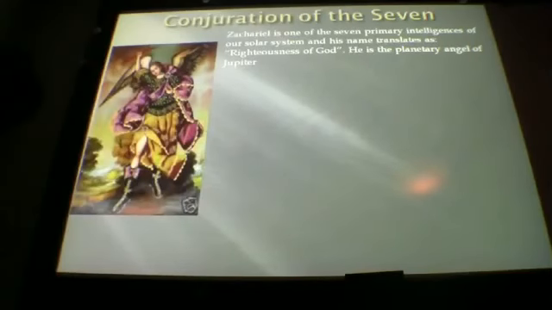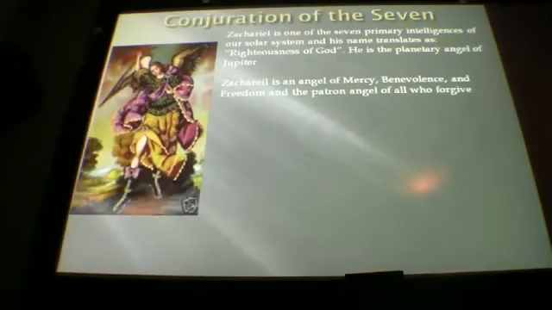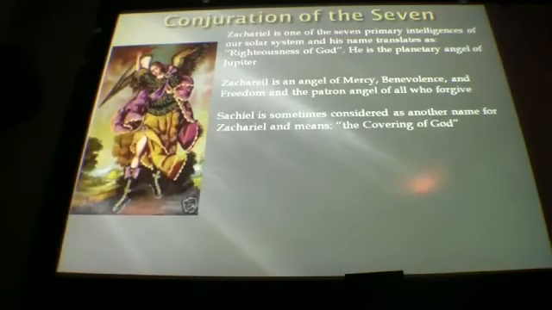Zachariel is one of the 7 primary intelligences of our solar system, and his name translates as the righteousness of God. He is a planetary angel of Jupiter. Zachariel is an angel of mercy, benevolence, and freedom, and the patron angel of all who forgive. So Zachariel is like that principle of forgiveness and mercy. Sashiel is sometimes considered as another name for Zachariel and means the covering of God. So it has kind of the connotation of the merciful covering of God kind of thing.